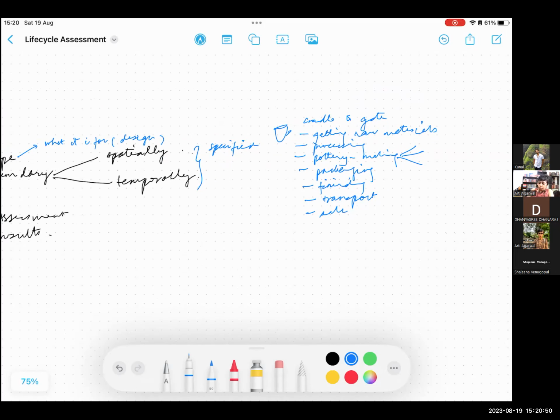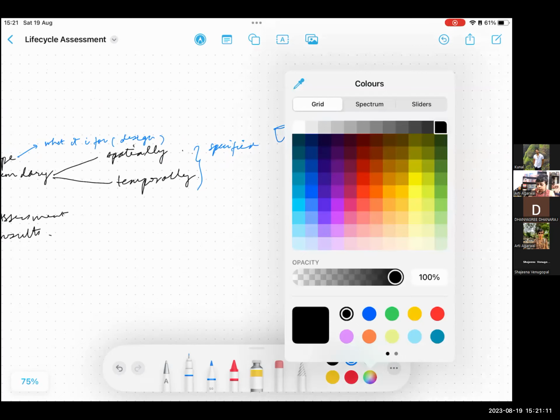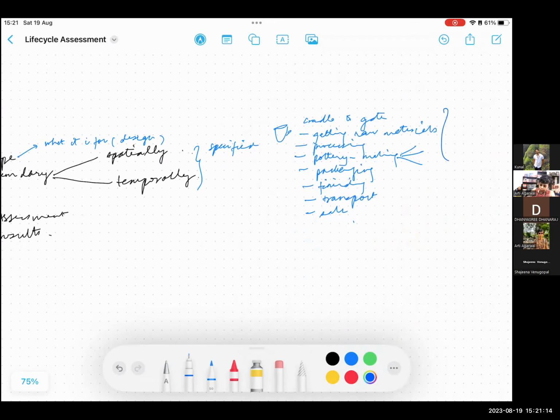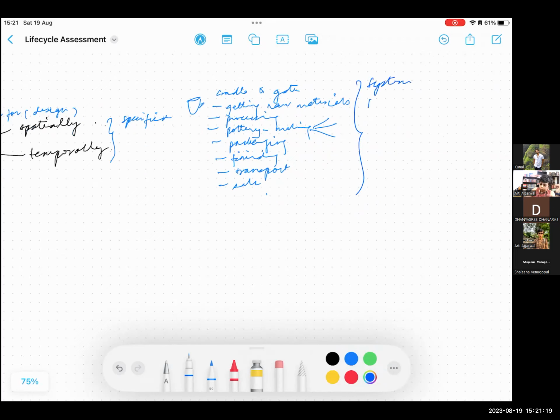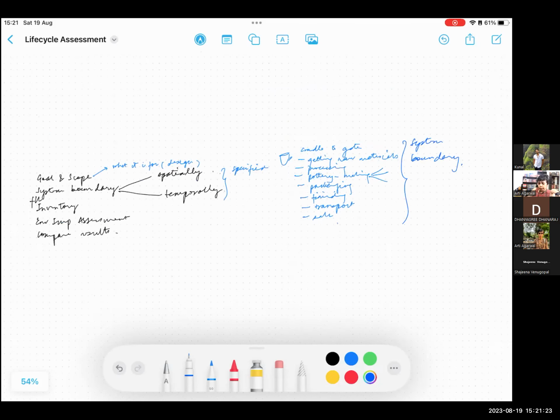So when you define all the parts included in that product's life cycle, I mean to say, from birth to the time the product is sold to the user, when you define all of these, this exactly is what we mean by system boundary. So this is the meaning of system boundary.